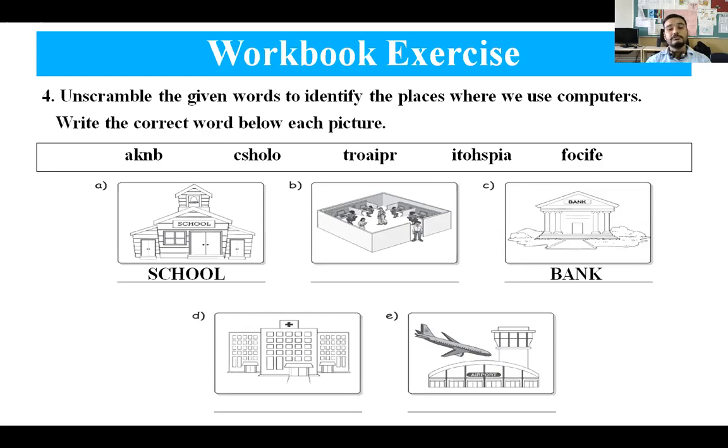Very good. Now the third one is TROAIPR. Now from this what we can prepare, you can see one aeroplane is given and name is also given over there. The place where aeroplane is parked, that is airport. Very good. Now the fourth one, ITOHSPRA, that is D. Number D picture you can see plus symbol is given. What it is? It is hospital.